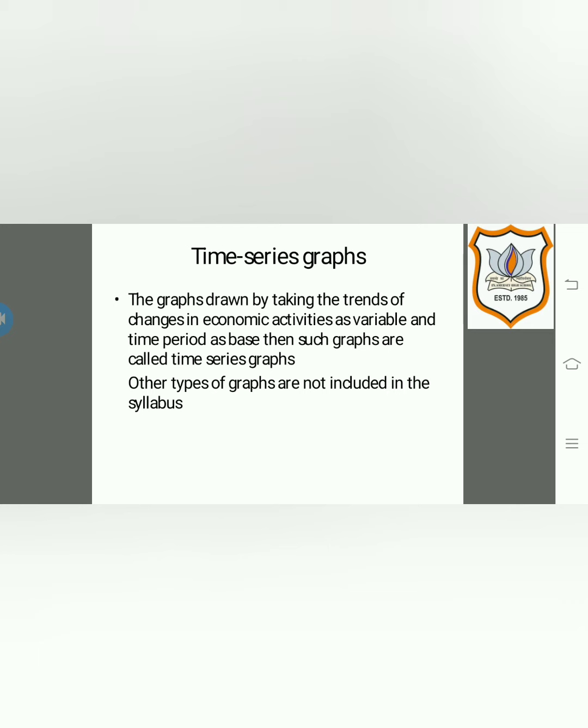Time series graph. The graph wherein the trends of changes in economic activities are taken as variable. Variable itself means those values which keep on changing. Therefore, the graphs which are drawn by taking the trends of these changes as variable and time period as a base. Now see here, the base is compulsorily a time period. Why? Because it is a time series graph. Therefore, when time period is considered as a base and the changes in economic activities are considered as variable, the graph which is drawn is called a time series graph.